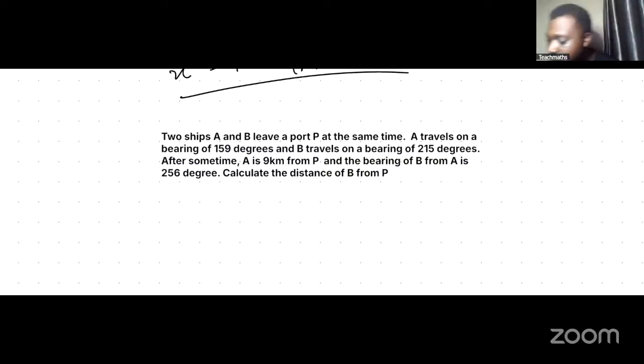Two ships A and B leave the port P at the same time. So that means we are starting from a particular point, and we are starting from a port P.